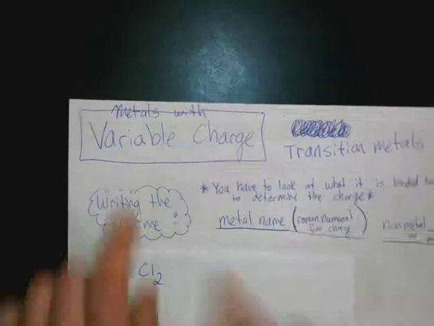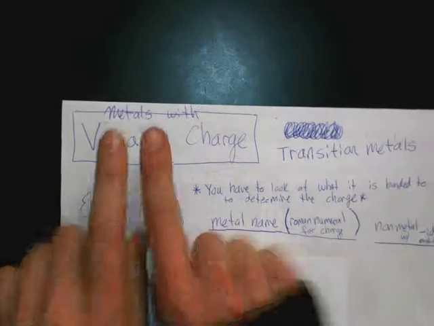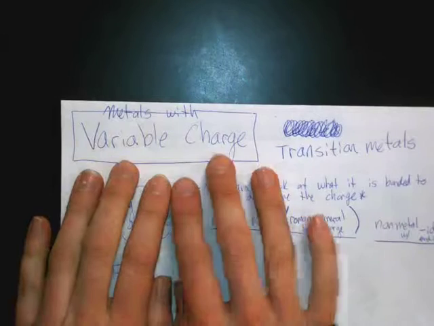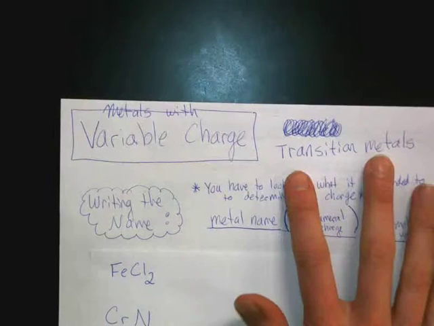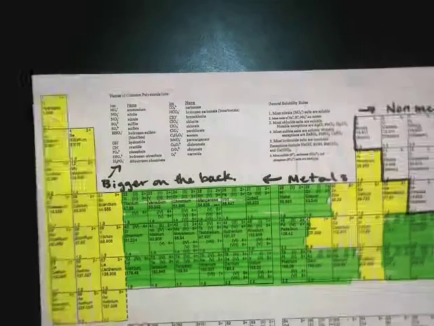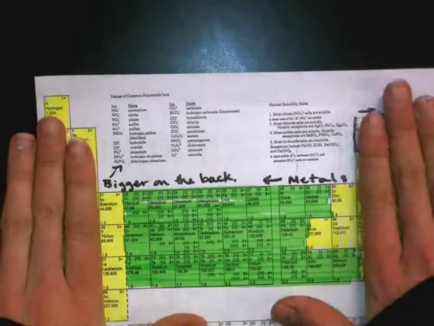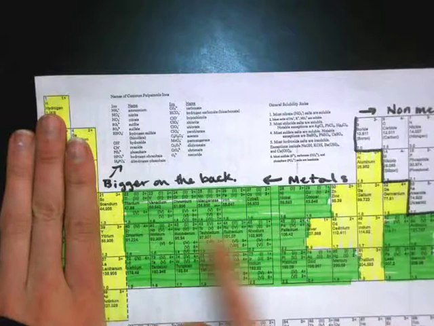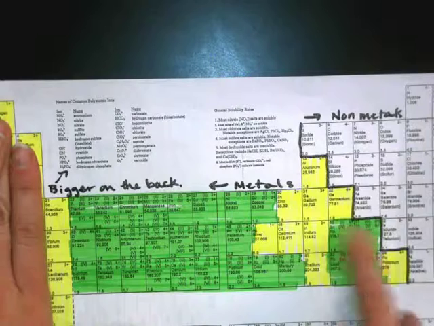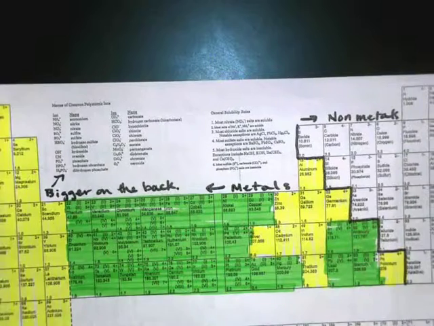Now, when we're looking at our charges, we're talking with metals. The elements that have a variable charge are located in our transition metals, this middle section right here. I've highlighted them here in green, so the green ones all have a variety of charges. We also have some that occur over here in the bottom right corner.